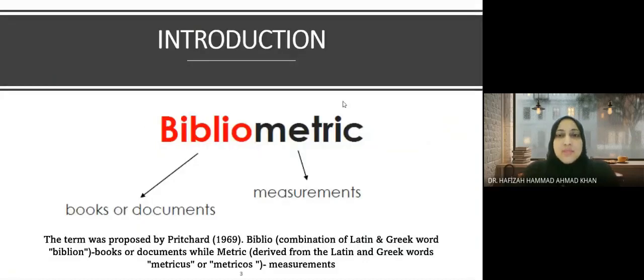Okay, so what is bibliometrics? This bibliometric is actually a term proposed by Pritchett in 1969 that comes from the Latin and Greek words, where biblio means books or documents and metric means measurement. So how are we going to measure all the documents, books, or research articles that have been produced? We measure in terms of metrics, in terms of how many publications, how many citations, what has been done so far and so on.